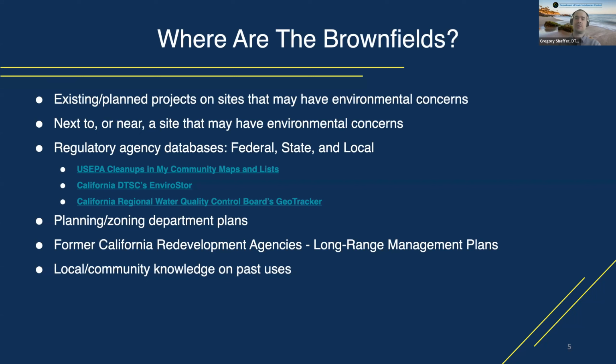And a last but very important source of information is just local and community knowledge on past uses. So the community that you're working in may have information from past workers that used to work at facilities in the area that may have gone unnoticed over time, or they were historically there and got redeveloped a long time ago before regulatory agencies came to fruition and did this kind of work. So it's always important to include local and community planning in your processes.